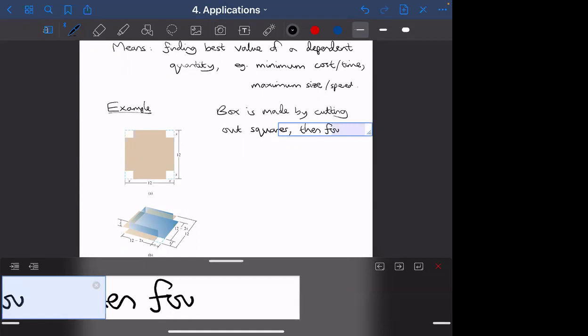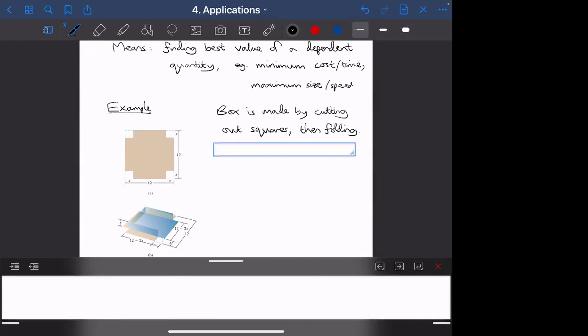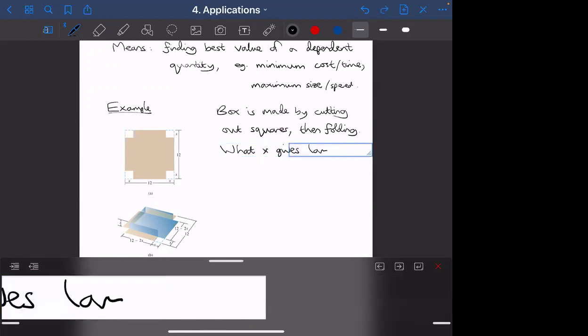So in this case, the thing that I want to optimize is the volume. And I optimize that by changing x to give the largest possible volume.